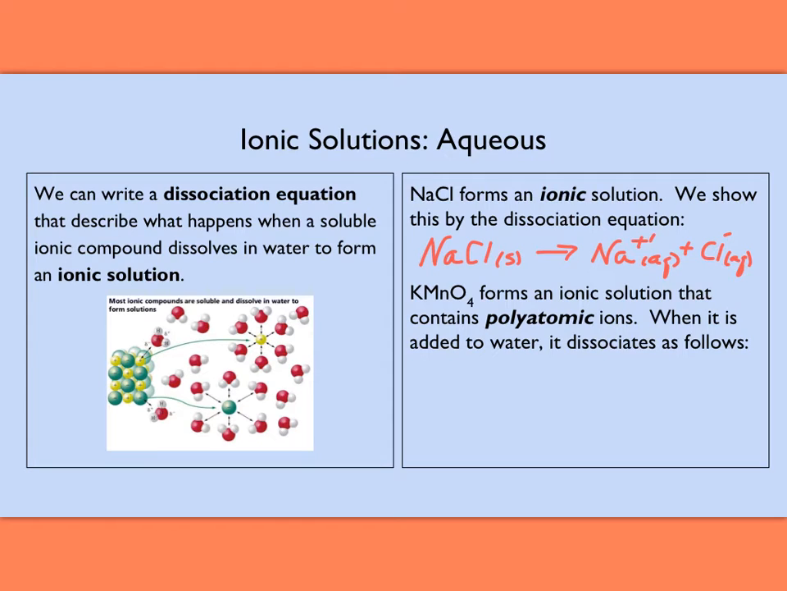Potassium permanganate is another ionic compound, but it contains a polyatomic ion. Here's its dissociation equation. Notice that the products are the potassium ion and the permanganate ion, and each has a little (aq) subscript next to it to show that they're floating around in the solution.